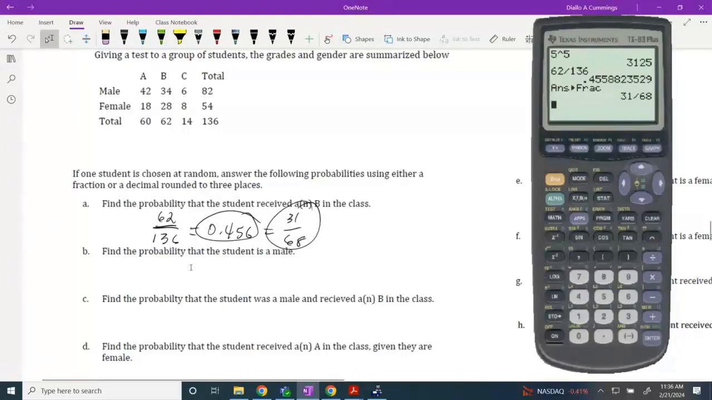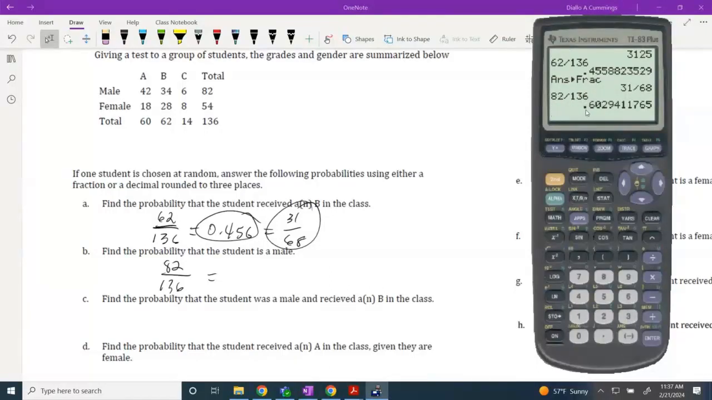B says find the probability that the student is a male. So how many males are in the course? 82, right? Divided by all of the people in the course, which is 136. So 82 divided by 136 is 0.603. All right, so any questions up to this point?